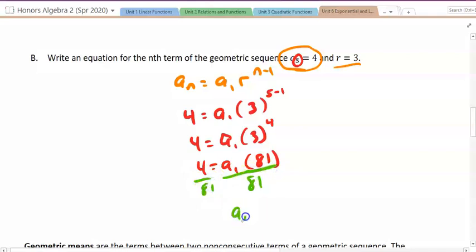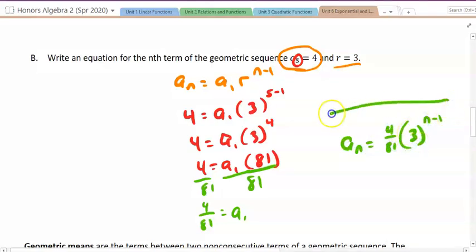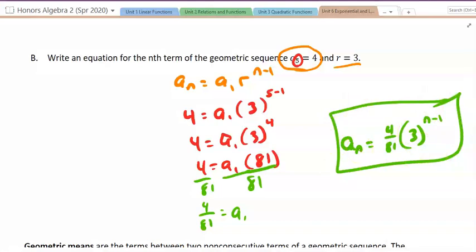And so I get that a sub 1 is equal to 4/81. That doesn't reduce. And so this now will allow me to write the equation of this for any nth term. And so a sub n is equal to 4/81 times 3 to the n minus 1. This is our final answer for this problem. So again, understand what information you're given and work through the problem.